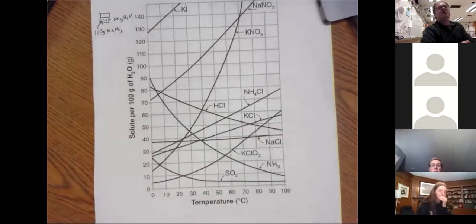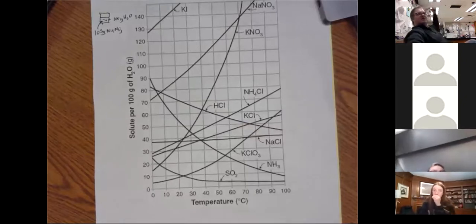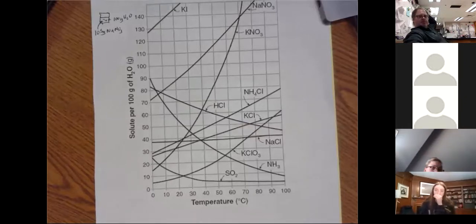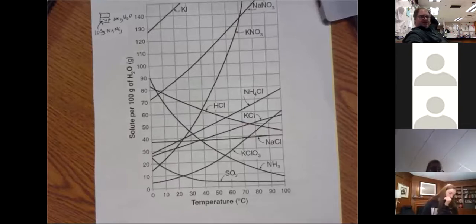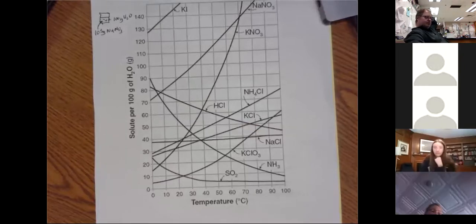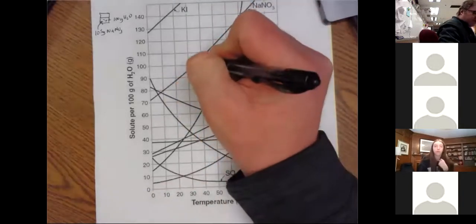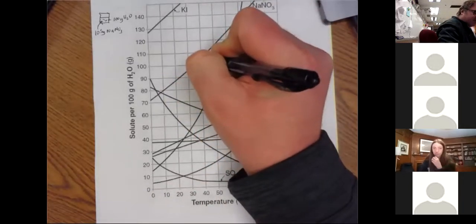So which one is more soluble at 40 degrees? Potassium nitrate or sodium nitrate? Sodium nitrate. Sodium nitrate is more soluble. We can dissolve more of that salt, right? Let's say we are at that point right here at 40 degrees and we have 105 grams.